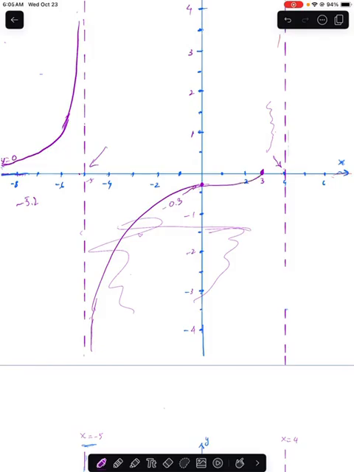Now in this region the graph is above the x-axis. So above the x-axis means now we have an asymptote. So it means the graph is going to go with the asymptote.